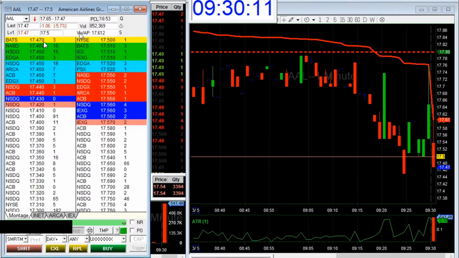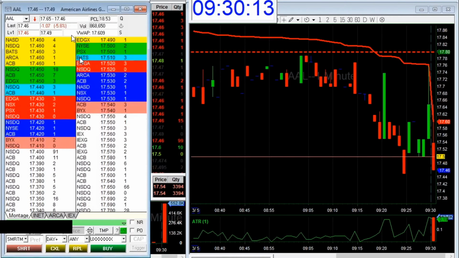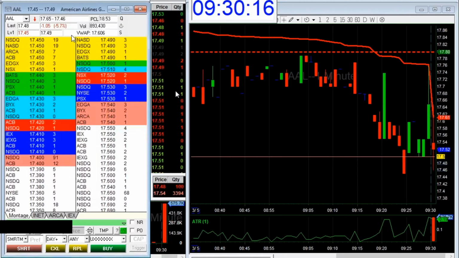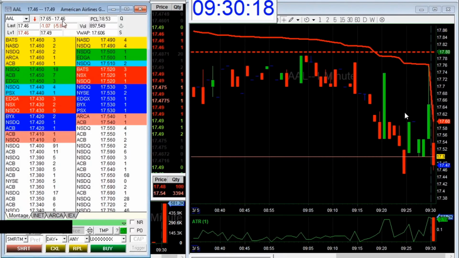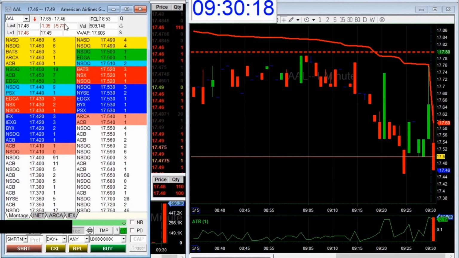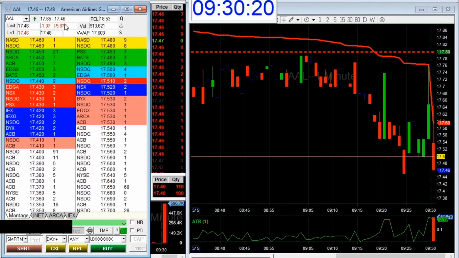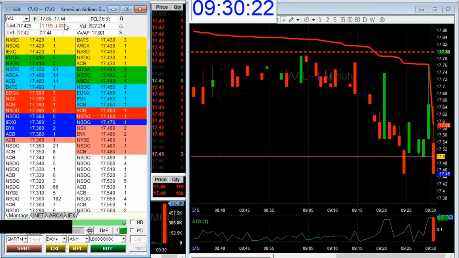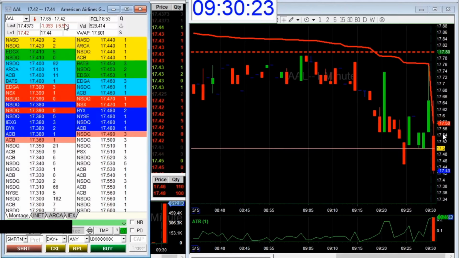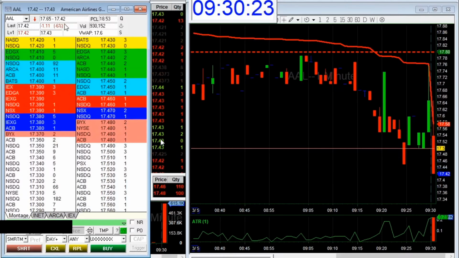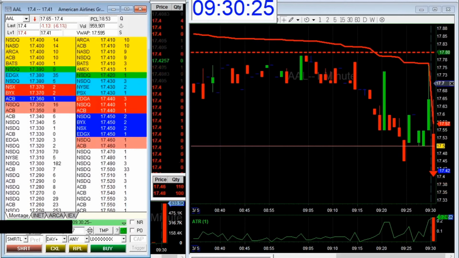So 60 and 50. So I'm closely watching this level 2. I'm closely watching time and sales. I ignore the chart at all. And this has volume. In my peripheral vision, I can tell if it's going down or it's going up, same as the other stocks. So it's printing red. I see this order. That's a good sign.